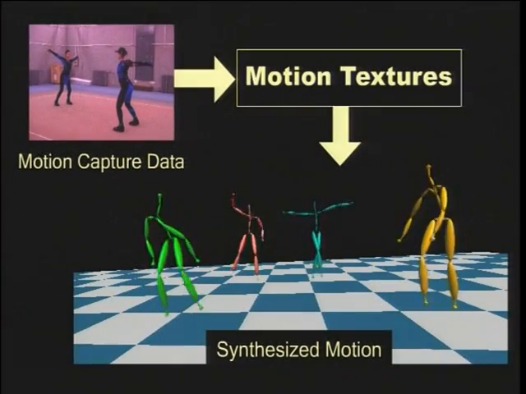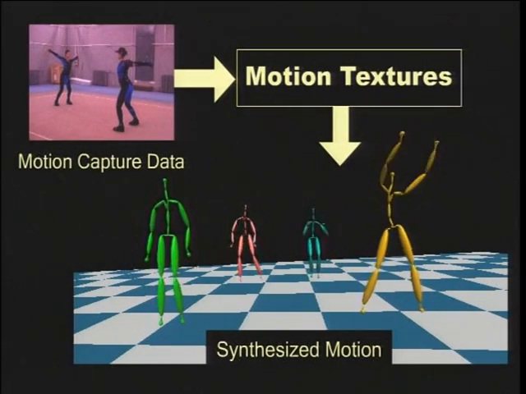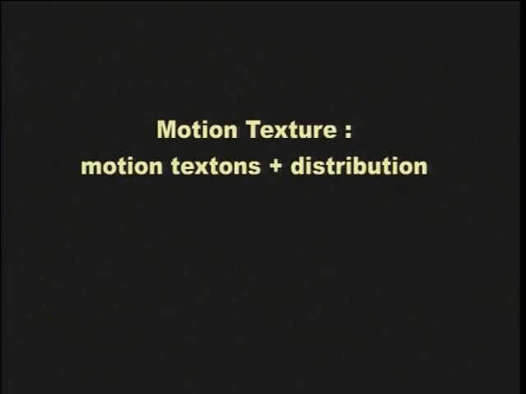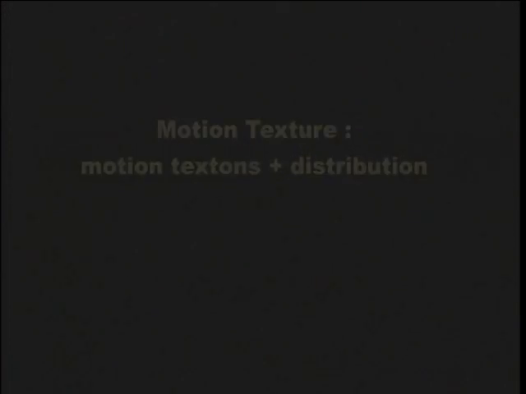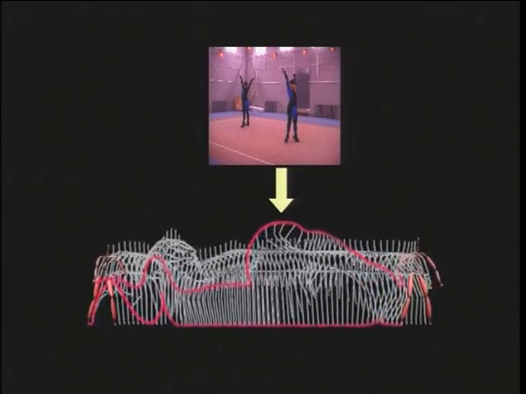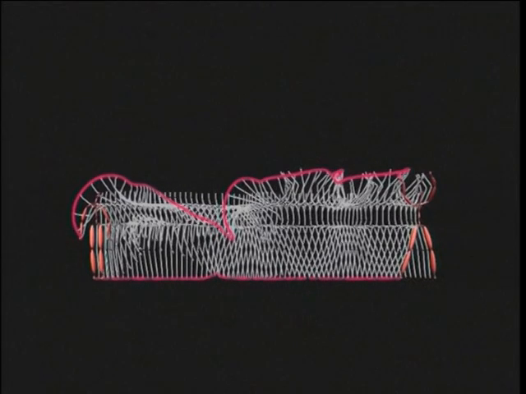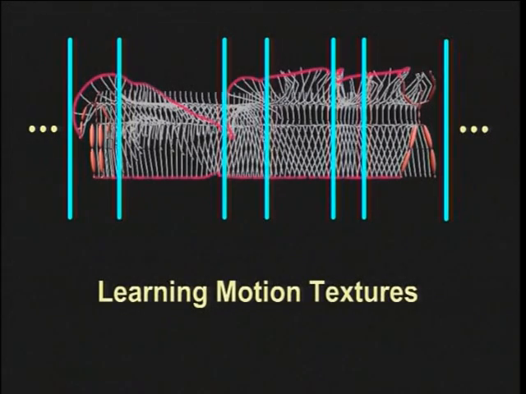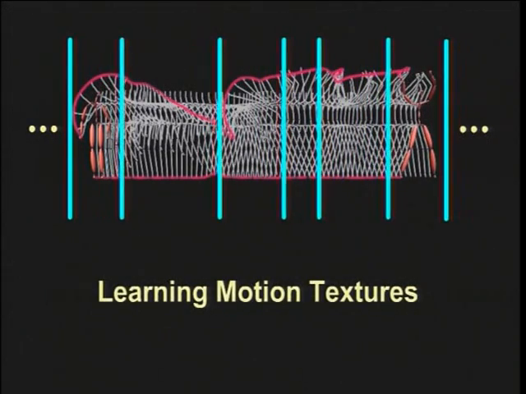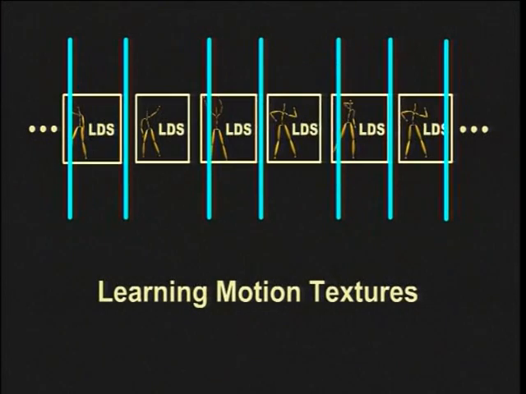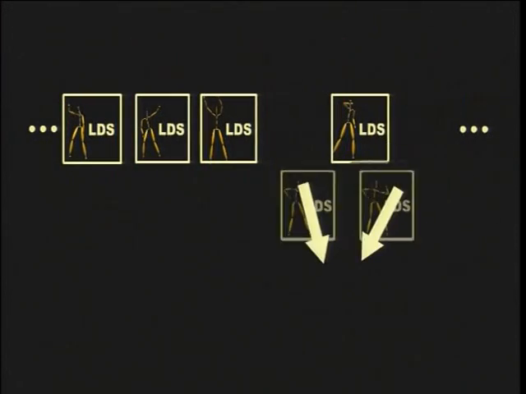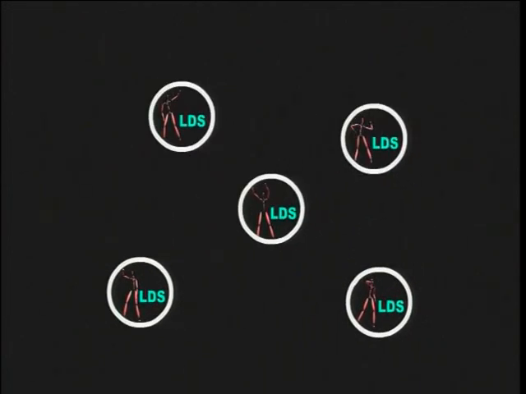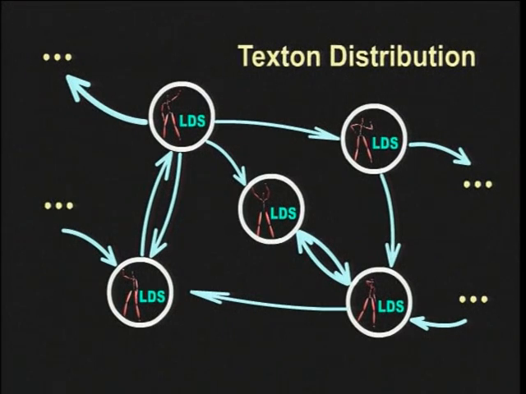In this paper, we describe a two-level statistical model called motion texture for synthesizing character motion that is statistically similar to captured human motion. A motion texture is a two-level statistical model. Motion texture is learned automatically from motion capture data. Each texton is represented by a linear dynamic system, or LDS. Several segments can be represented by a single texton. The distribution of textons is represented by a transition matrix.